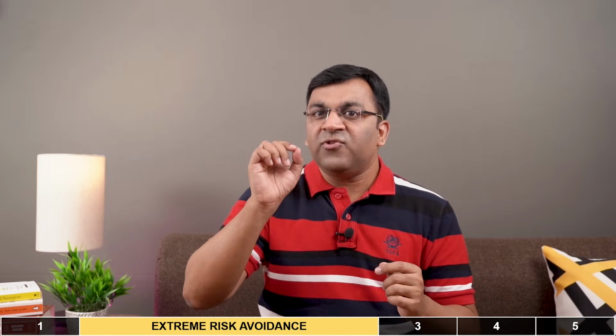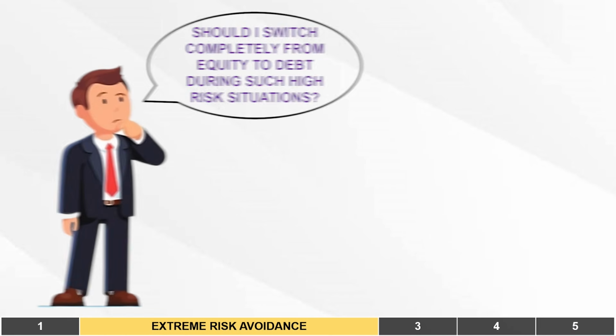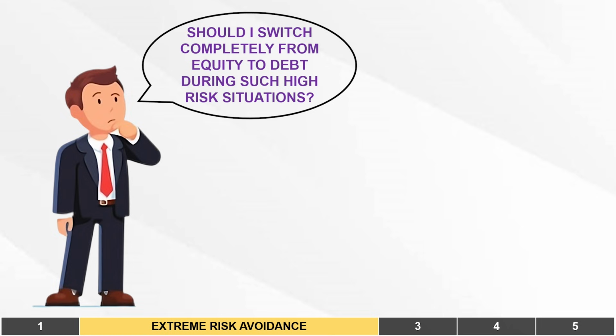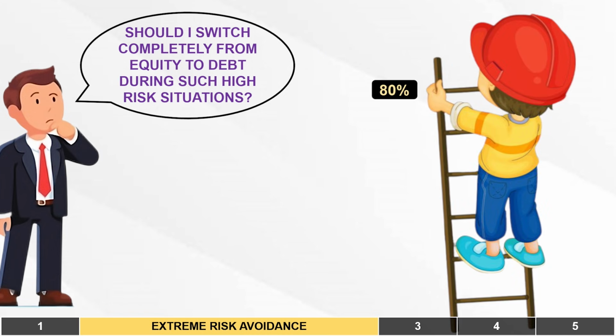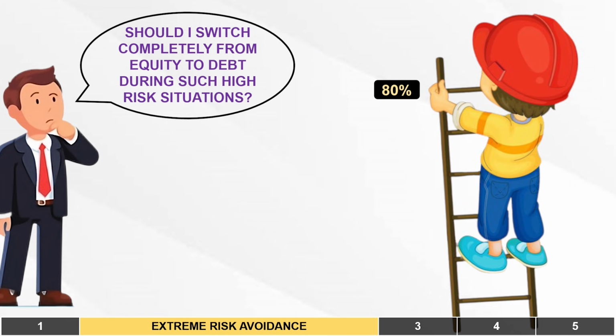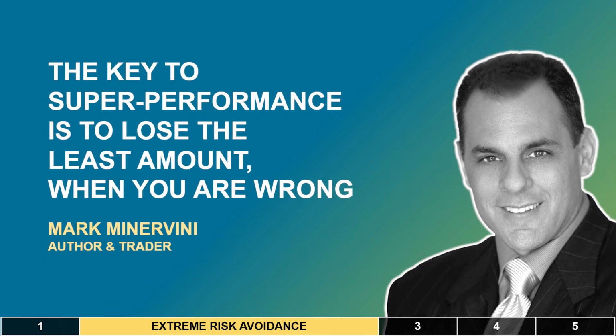In fact, one of the questions you might have is, should I be switching completely from equity to debt during such situations? And in my opinion, you don't need to go all in, and what you can start doing is to move from, say, an 80% equity to a 70% level. And if the situation persists, then you can move to 60% and so on. You'll have to use your own judgment on this, but to quote Mark Minervini, the key to super performance is to lose the least amount when you are wrong.